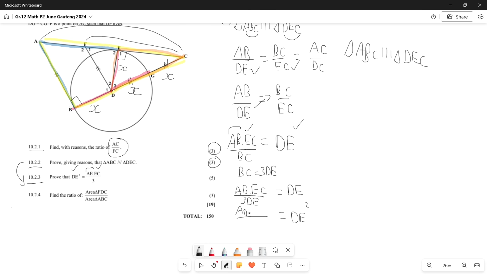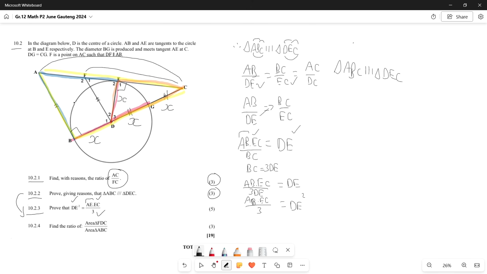We have AB multiplied by EC over 3, which means we have DE squared. We have the 3 over here. We have EC. We just need to swap out AB and make it AE. We just have to see why that is true. And looking at AB and AE over here, they are both tangents to the circle from the same point, which means AB will equal AE because they are both tans from same point.